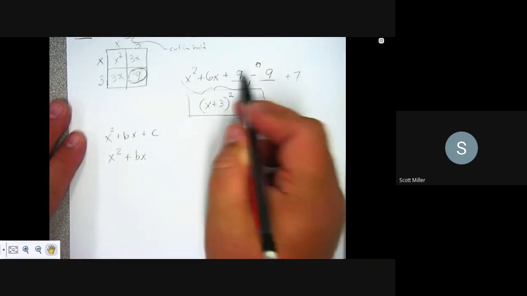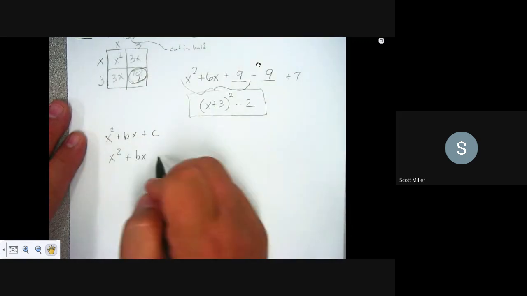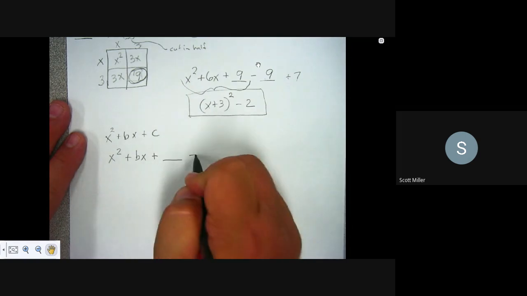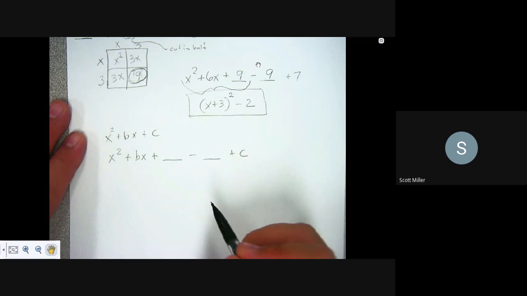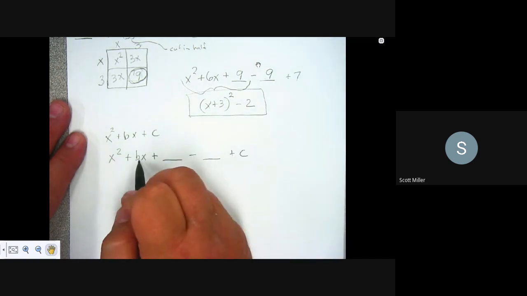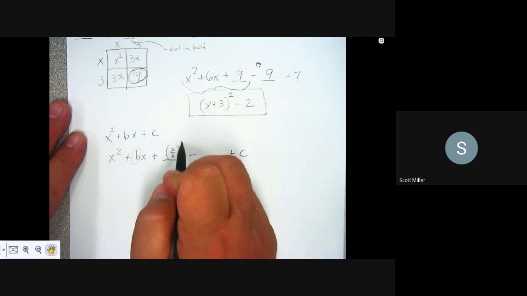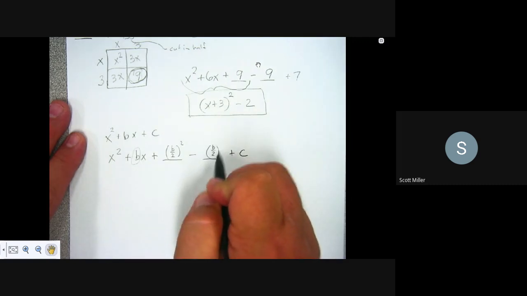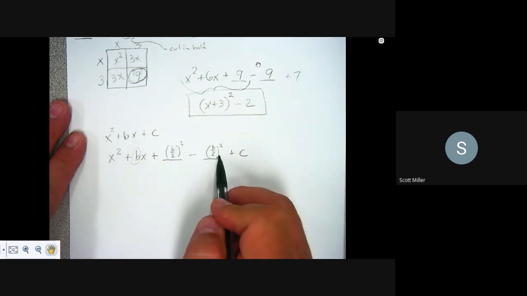So I want to be able to find that number quickly without having to draw this picture. So what you need to remember is you're just simply going to take plus and then minus the same thing. And then the plus c is on the end. So you're going to put it right in the middle here. And what you're going to do is take half of this number and square it. So I'm going to add half of that number squared and then subtract the same exact thing.